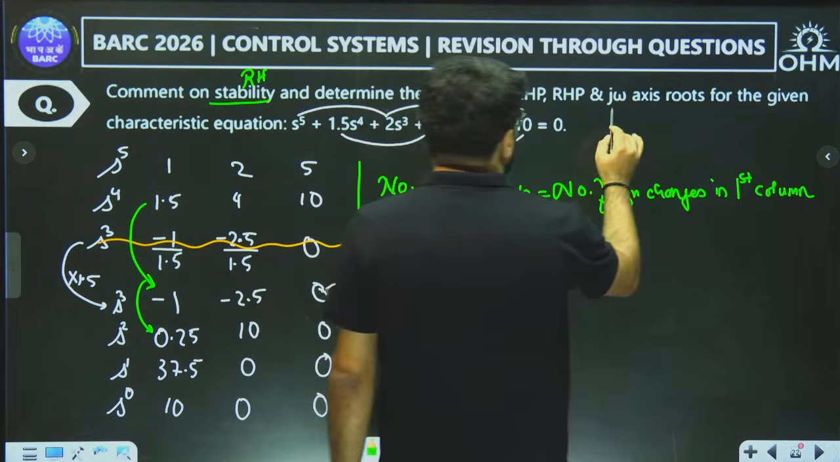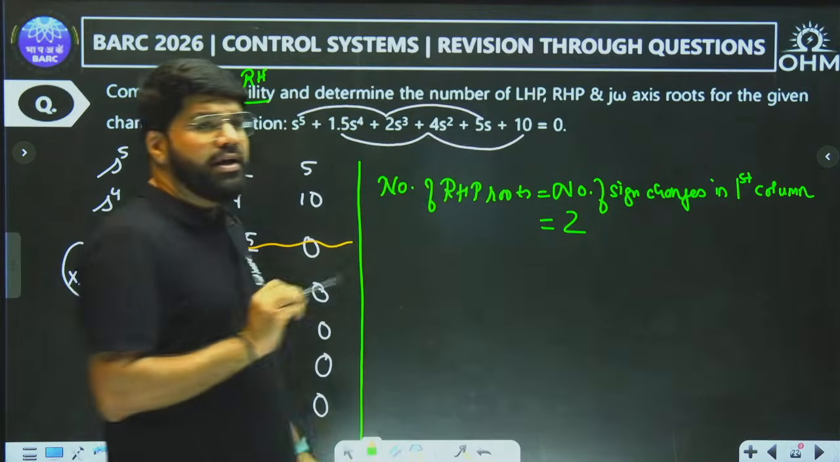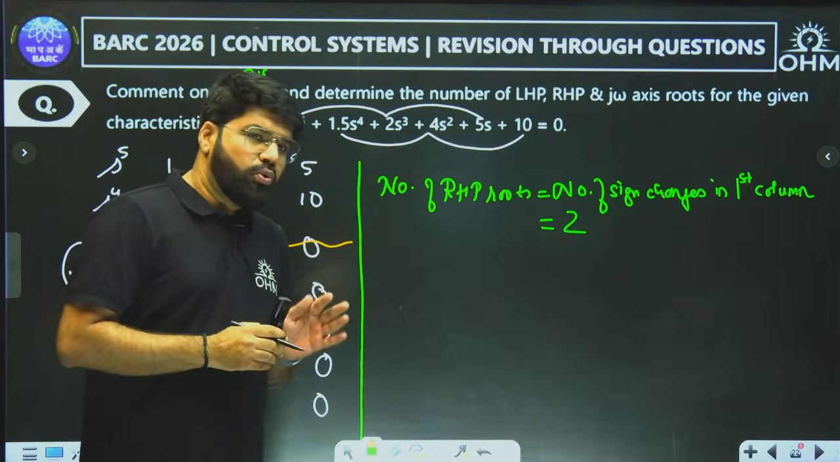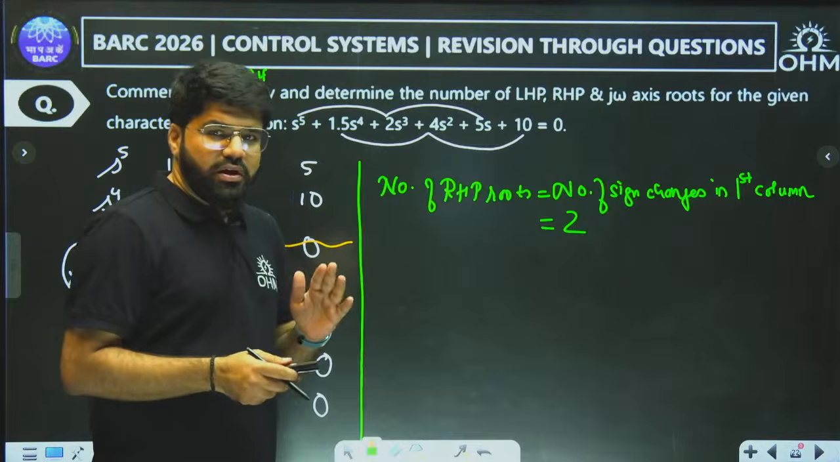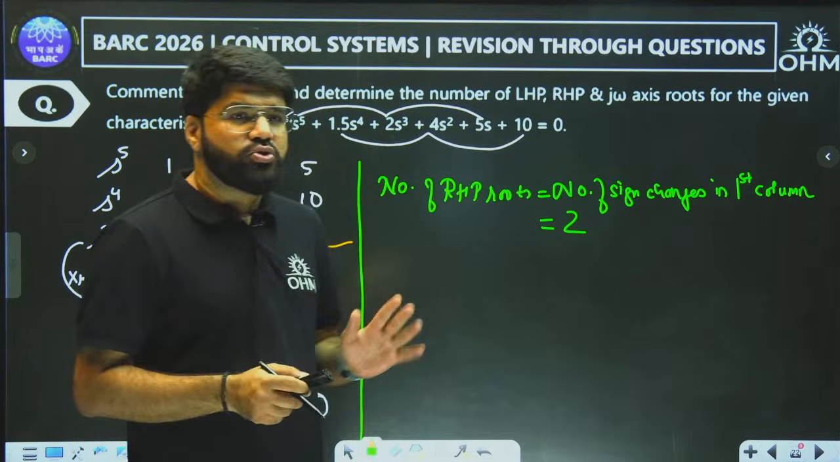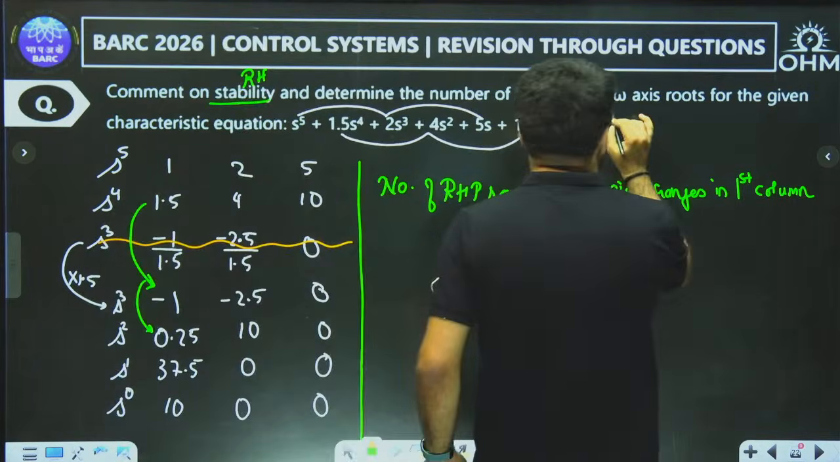Now, how do you determine the J omega roots? I'll tell you again: J omega roots are only possible with an auxiliary equation. An auxiliary equation comes in a row of 0. So don't think about J omega axis roots.